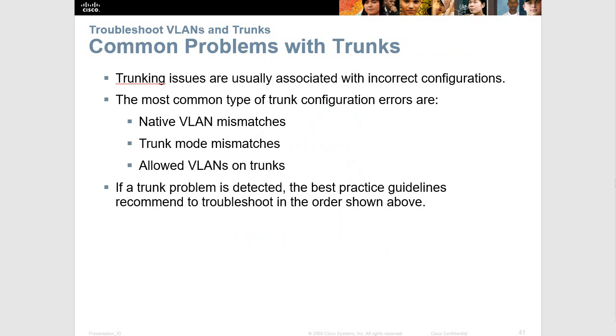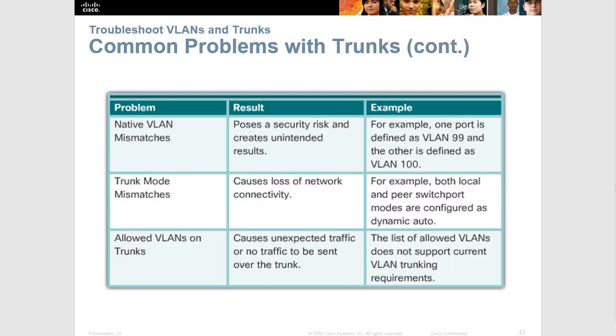So summing it up, your problems with your trunks usually are native VLAN mismatches, your trunk mode or 802.1Q encapsulation mismatches, or you might have one port in trunk mode and one port in access mode. All right, that is going to cause you problems as well. Then there are the allowed VLANs on the trunks, so you have that also.